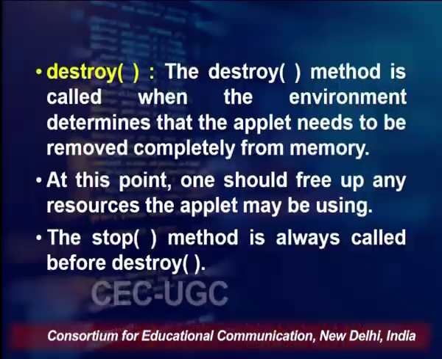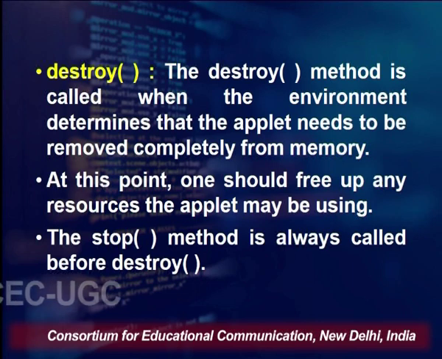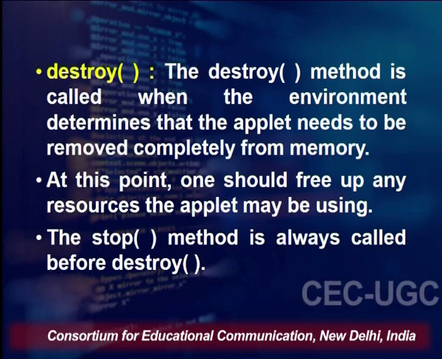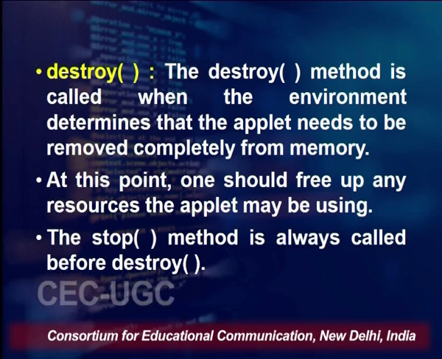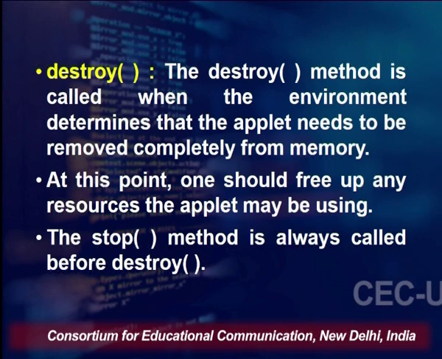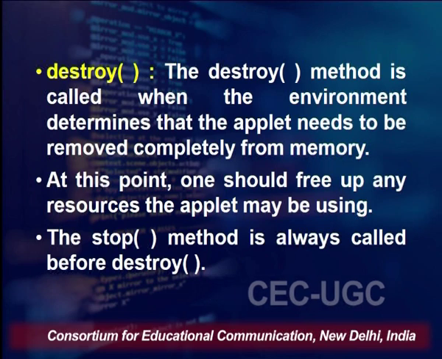After that we have the final method which is known as destroy. The destroy method is called when the environment determines that this particular applet, or any applet for that matter, needs to be removed completely from memory. That means once it has completed its cycle, and at this point one should free up any resources that this applet may be using. But one thing which is very clear is the stop method is always called before the destroy method.